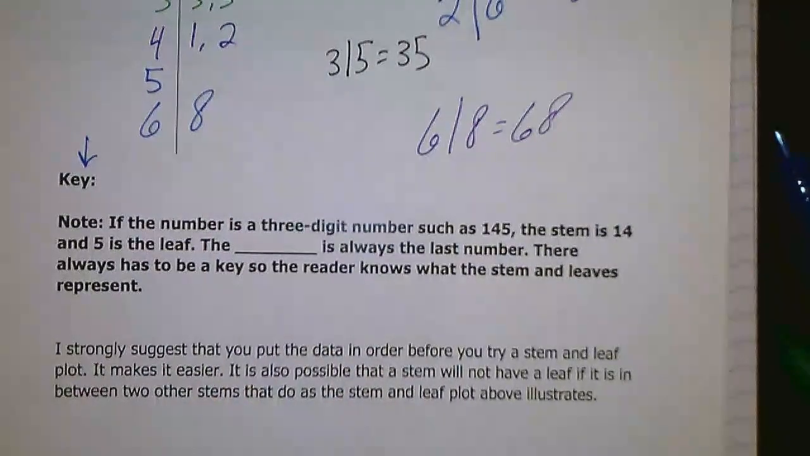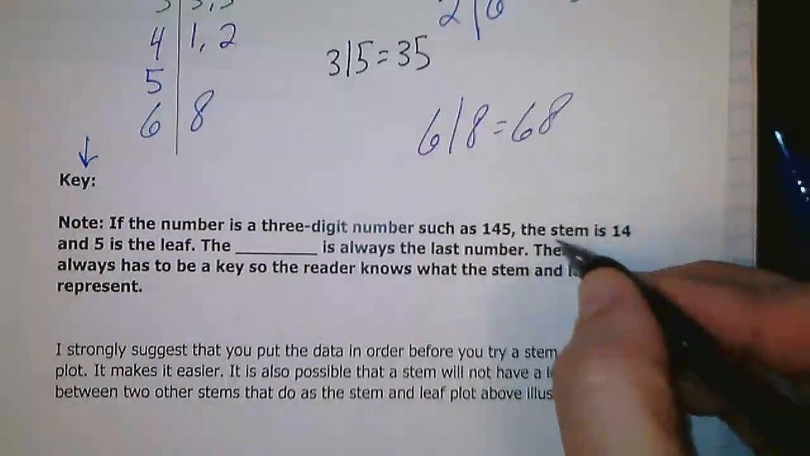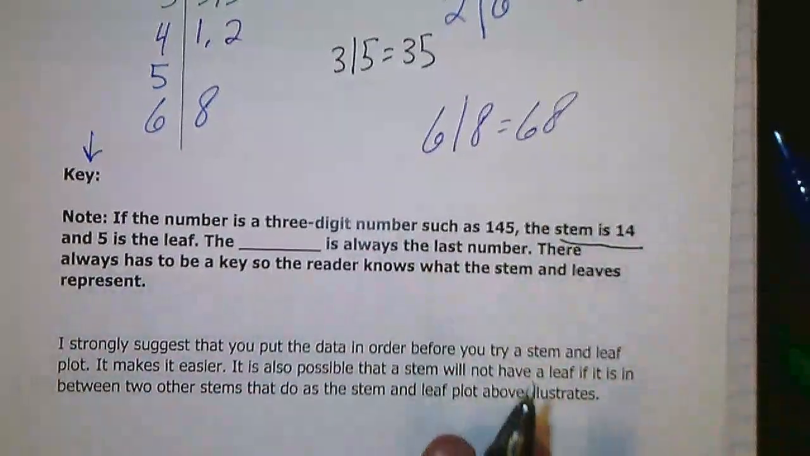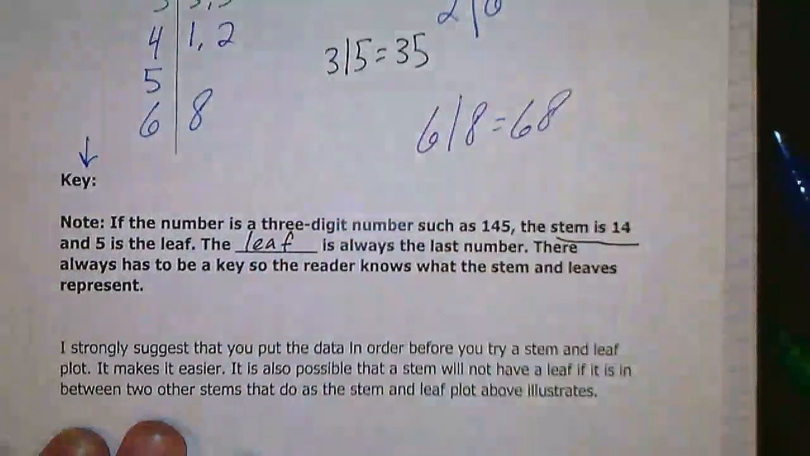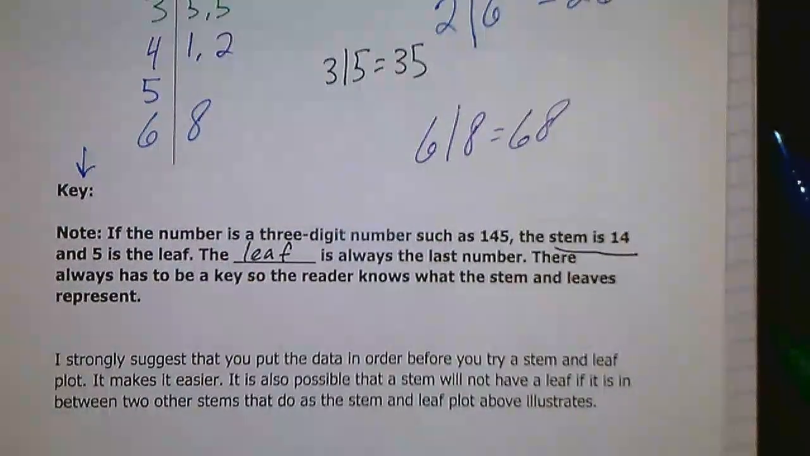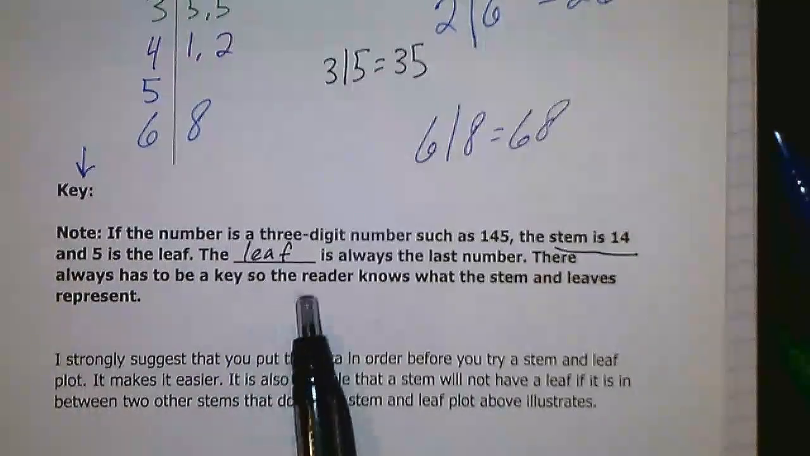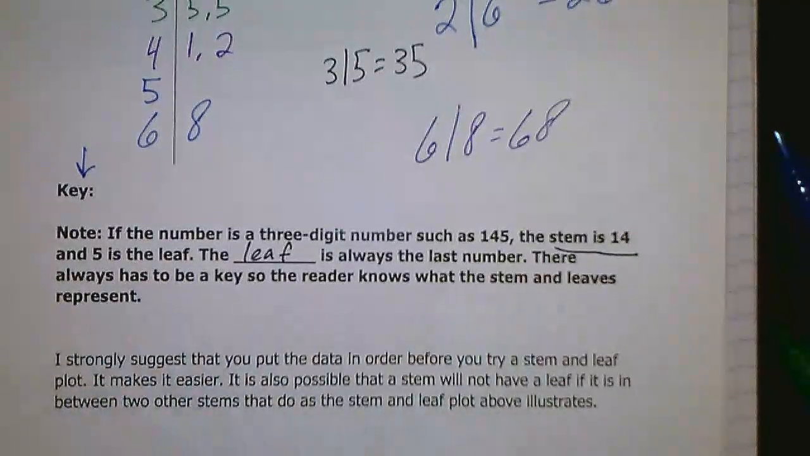If the number is a 3-digit number, such as 145, then the stem is 14 and 5 is the leaf. The leaf is the last number. And there always has to be a key, well, here it is, so the reader knows what the stem and leaves represent.